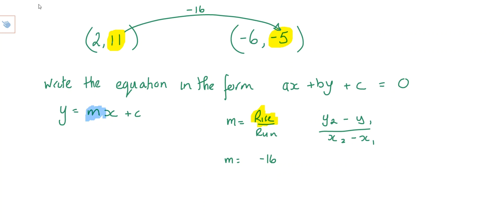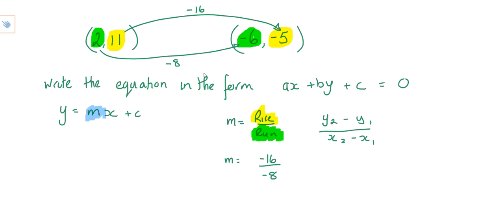My run is from the x value to the other x value. Again, we start at 2 and go to minus 6, which is a drop of 8. So we've got a run of minus 8.